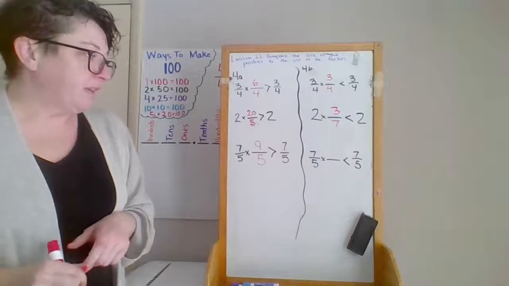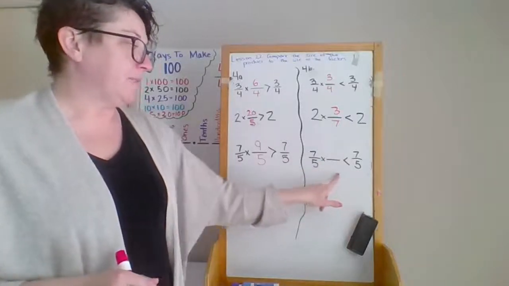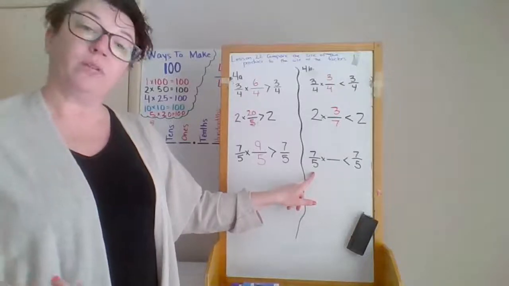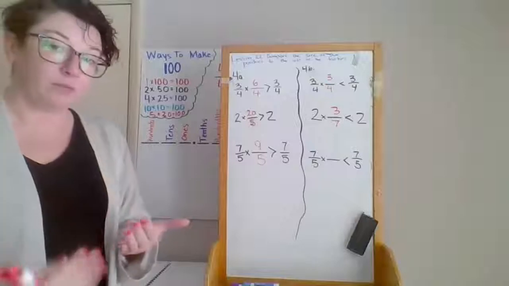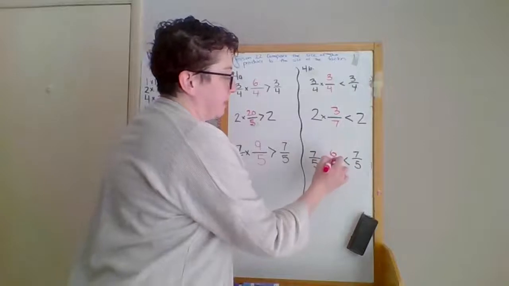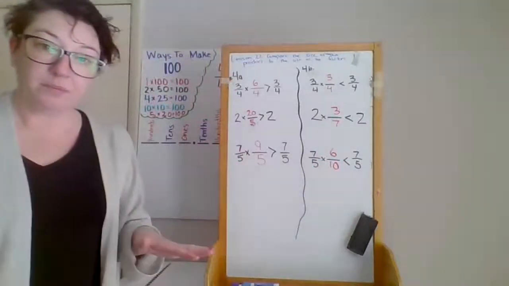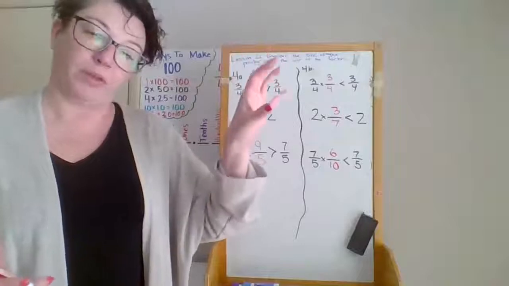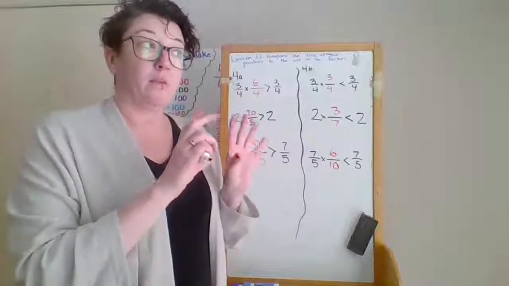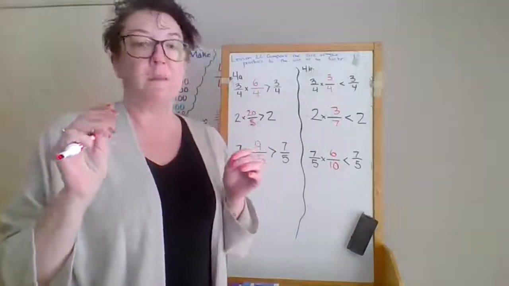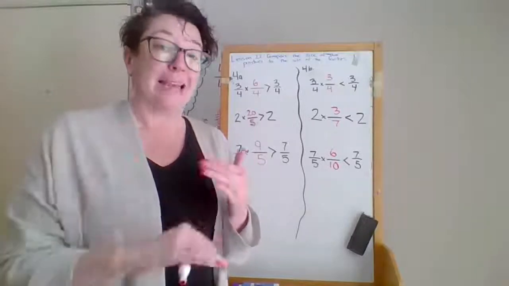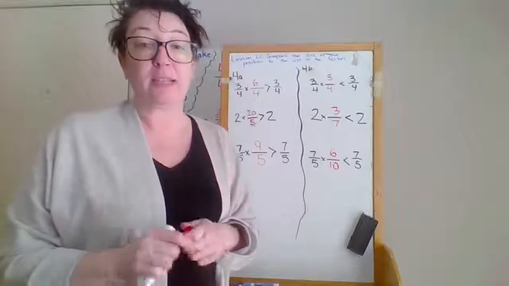And then finally we have 7/5, and I need this side to be less than 7/5. So to make 7/5 smaller, again, we are going to multiply by a fraction that is less than 1. So our numerator is smaller than the denominator. So maybe 6/10. You can use any numbers you want as long as that numerator is smaller. Okay, so to sum it up, if you want your product to be larger than the factor, multiply by a fraction that is greater than 1. If you want your product to be less than the factor, multiply by a fraction that is less than 1.